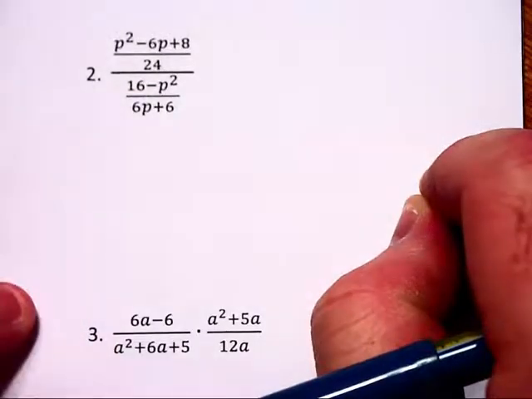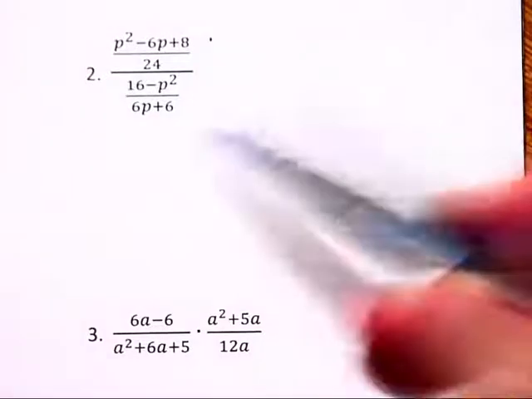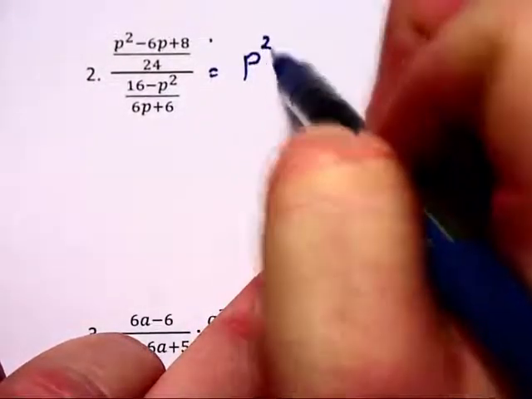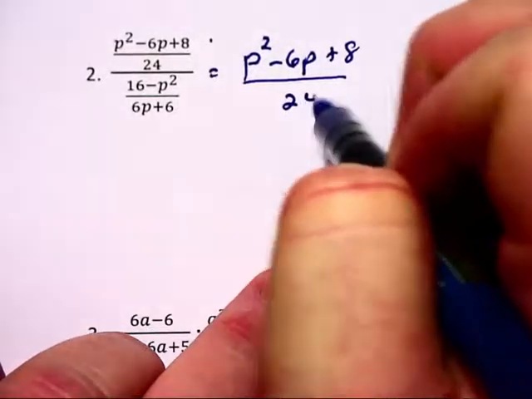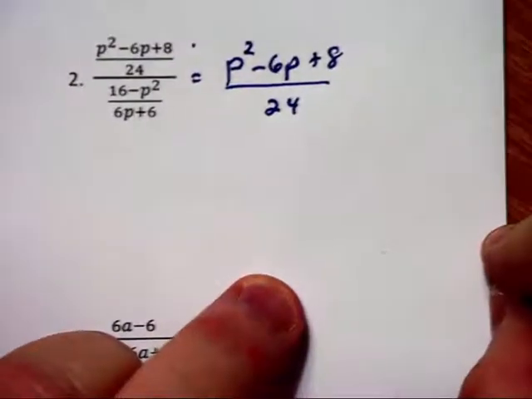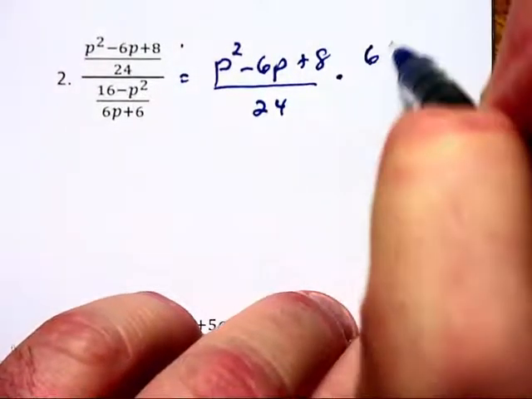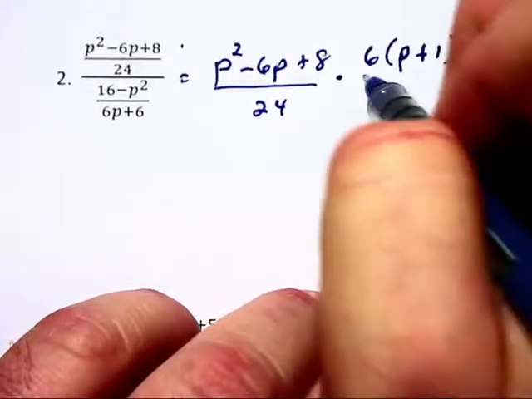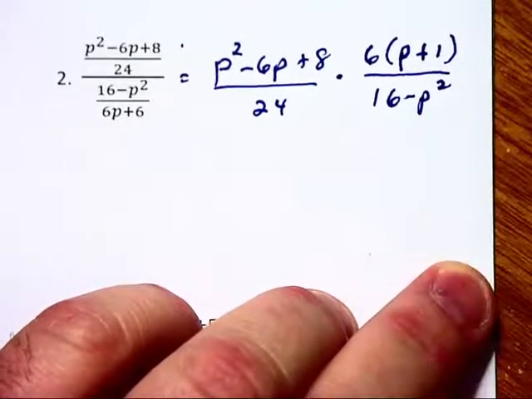This next problem is written in a different form, but it really is the same type of problem as we had just a moment ago. We have a fraction divided by a fraction. So I'm going to rewrite this as p squared minus 6p plus 8 over the 24, and instead of dividing by this other fraction, I'm going to multiply by the reciprocal of the other fraction, 6 times, well, I'm factoring it now, 6 times p plus 1 over this 16 minus p squared. I think that was just an automatic response on my part.